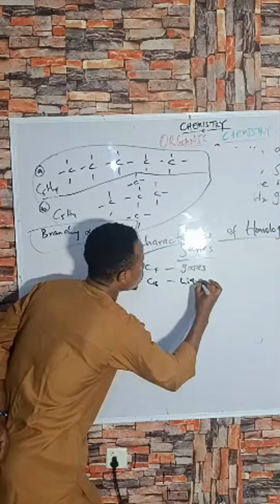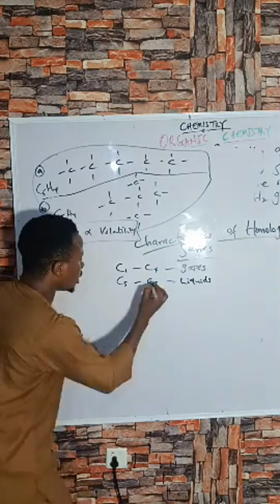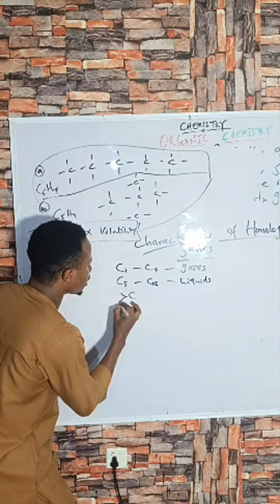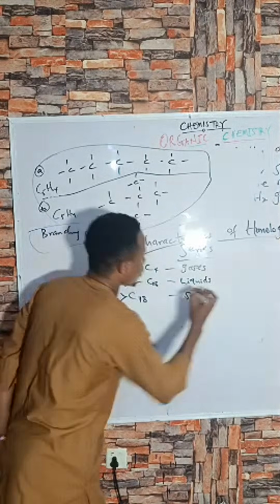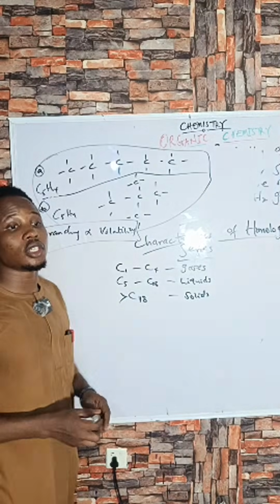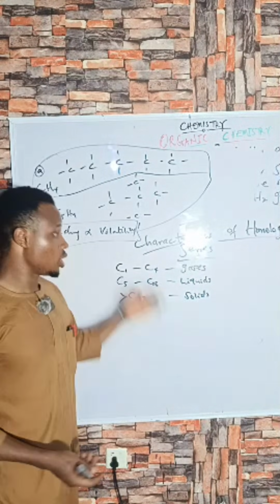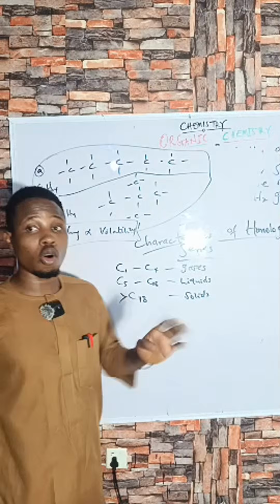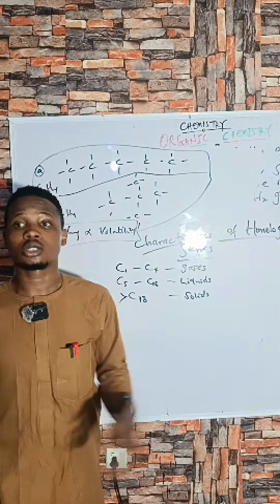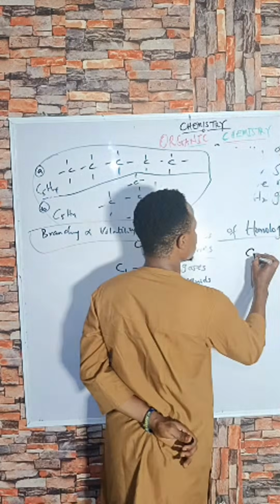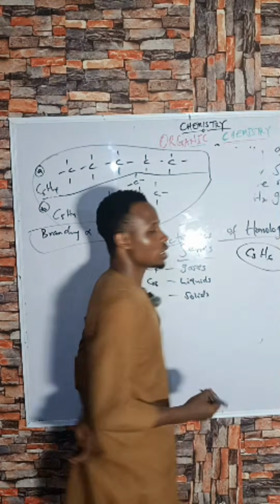Carbon 4 liquids. Okay, and then anything greater than 18 is going to be solids. So this is a trend for the state of matter of organic compounds: carbon 1 to 4 gases, 5 to 18 liquids, greater than 18 solid. So if I give you an organic compound C3H6, what is the likely state of matter you expect it to be?